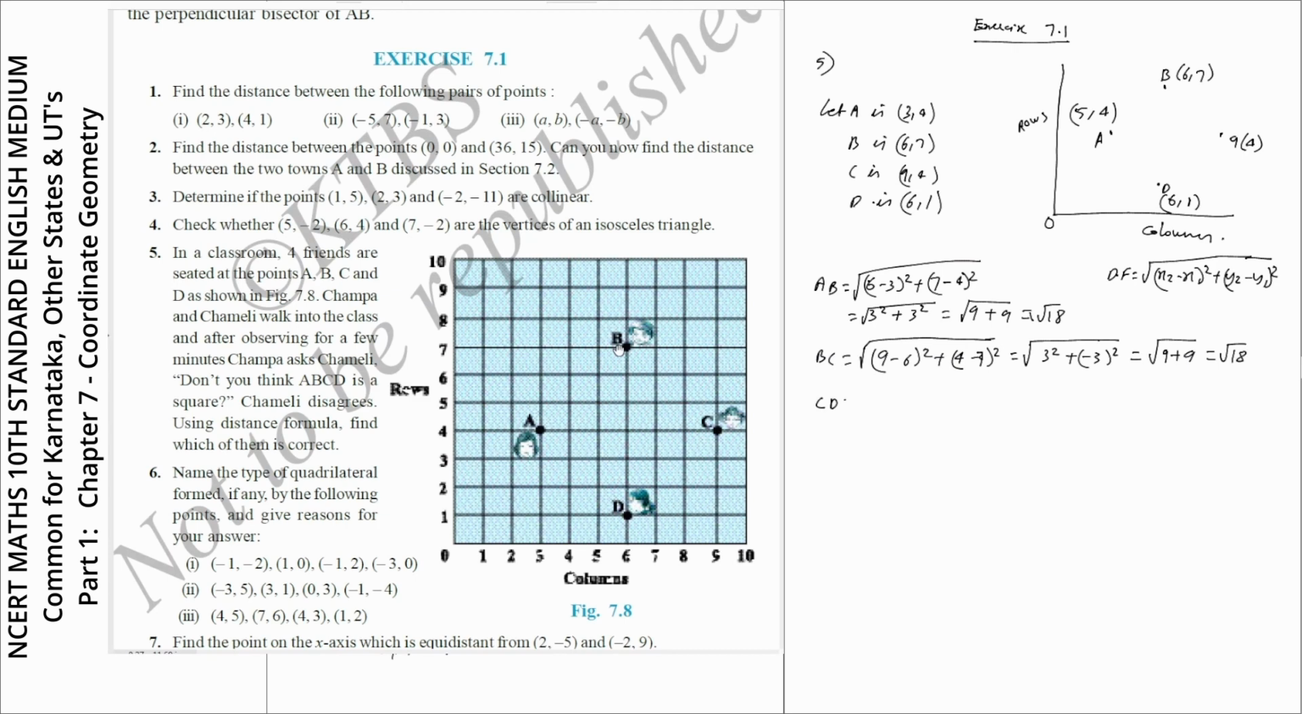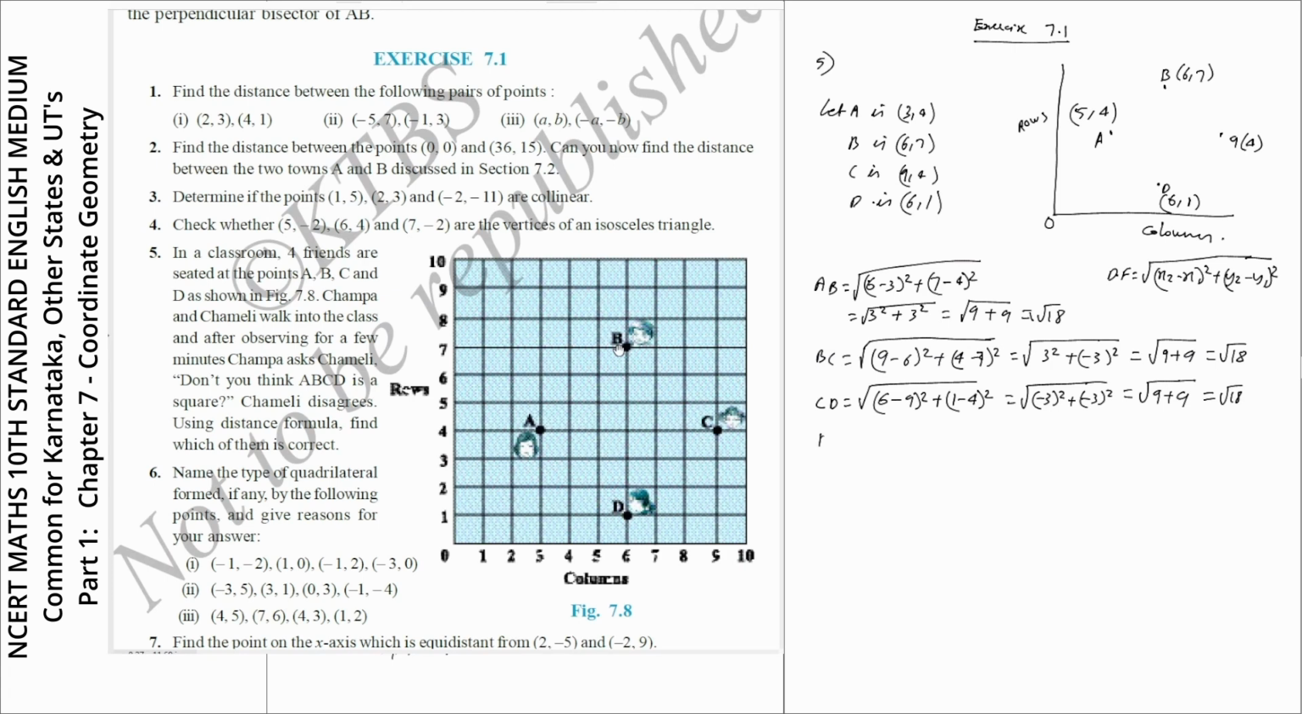Now what is CD? CD is x2 minus x1 the whole square, that is 6 minus 9 the whole square plus y2 minus y1 the whole square, that is 1 minus 4 the whole square. This is equal to square root of 6 minus 9 is minus 3 the whole square plus 1 minus 4 is minus 3 the whole square. So minus 3 the whole square is minus 3 into minus 3 will get plus 9, and again here minus 3 the whole square, again will get plus 9. So this is equal to square root of 18.